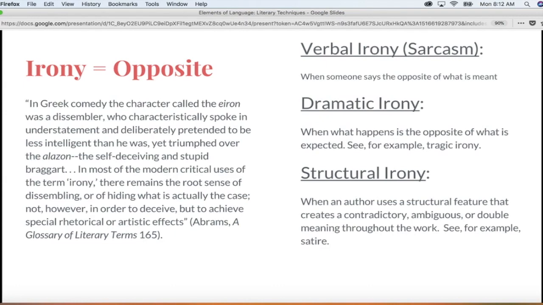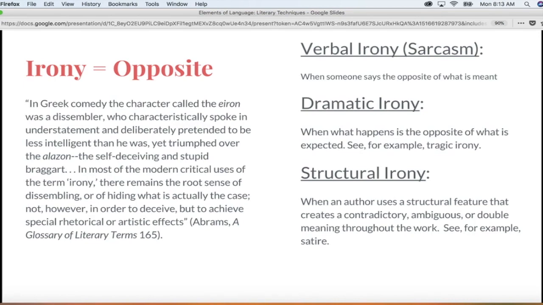Verbal irony is likely the most recognizable form, as we know it as sarcasm, when one says the opposite of what is meant. Dramatic irony is when the opposite of what is expected or intended by the characters is what happens or unfolds in a work. Tragic irony is an important example of this, when a hero sets out on a certain quest in order to avoid some tragic fate, but then ends up simply confirming his destiny anyway.